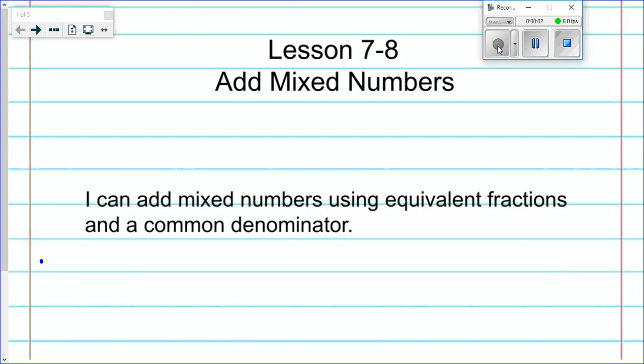Hello, fifth graders. Welcome to lesson 7-8, Add Mixed Numbers. Please write down your lesson title and your I can statement. I can add mixed numbers to equivalent fractions and find a common denominator. Let's go ahead and pause and write down your lesson title and I can statement, and then press play when you're ready to move on.